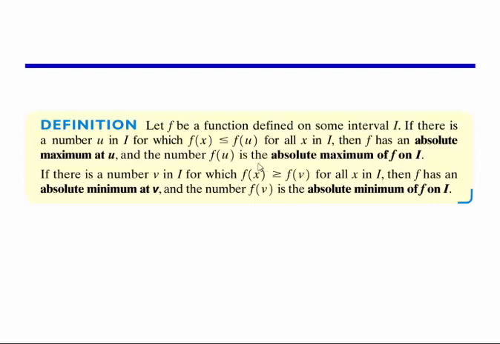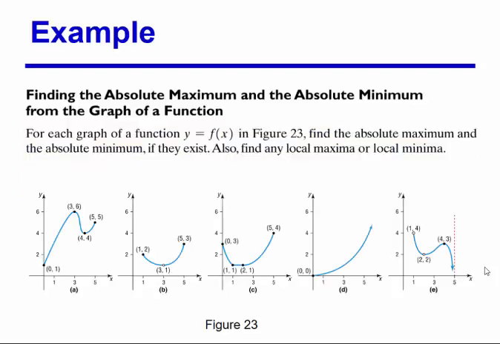So remember, the value of the absolute max or min is the value of the function at that particular point. In this case it would be f of u or f of v, not u or v. So do not mistake the two. Some students make that mistake sometimes.